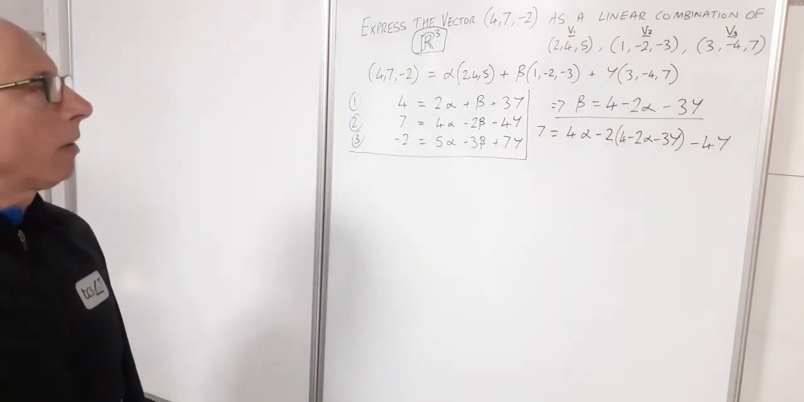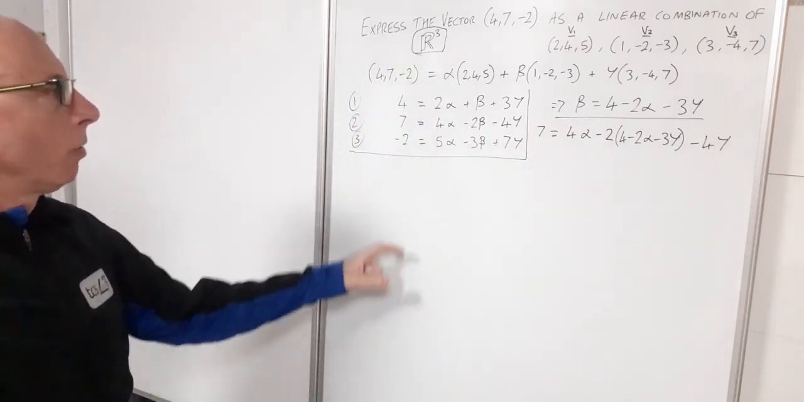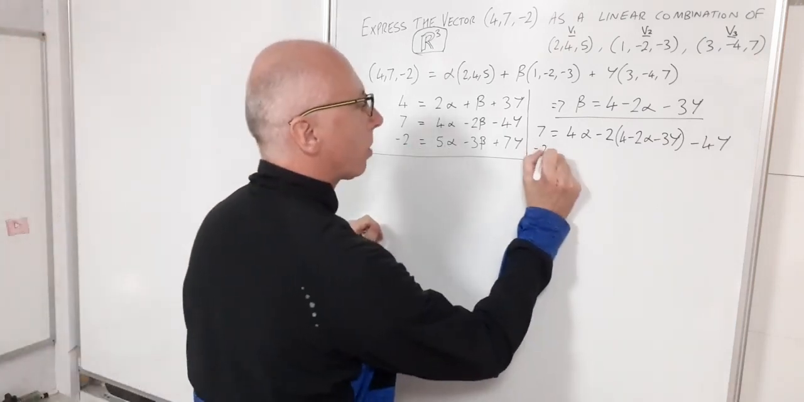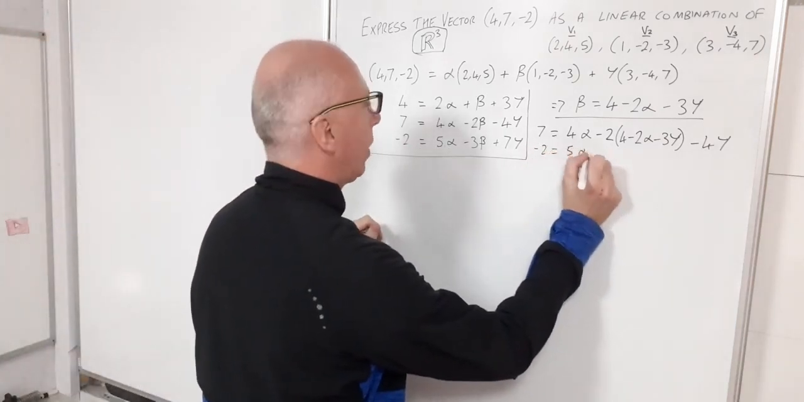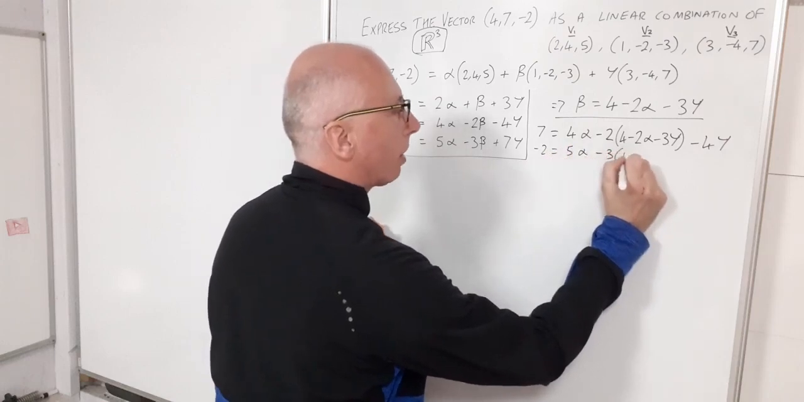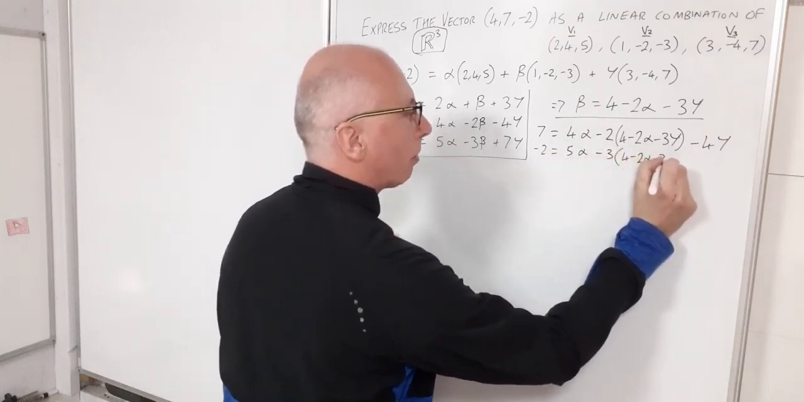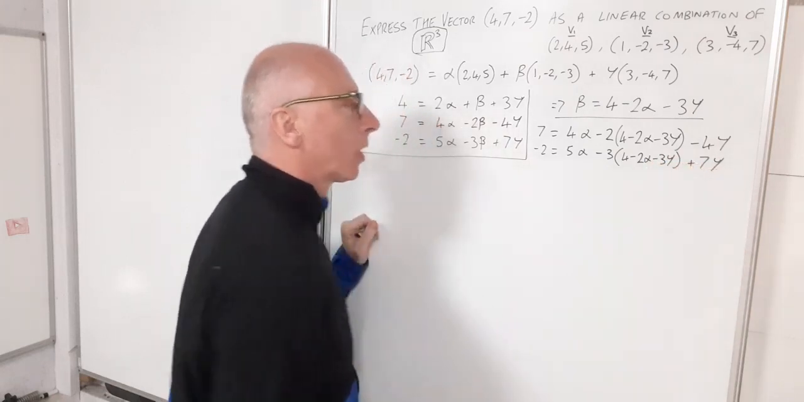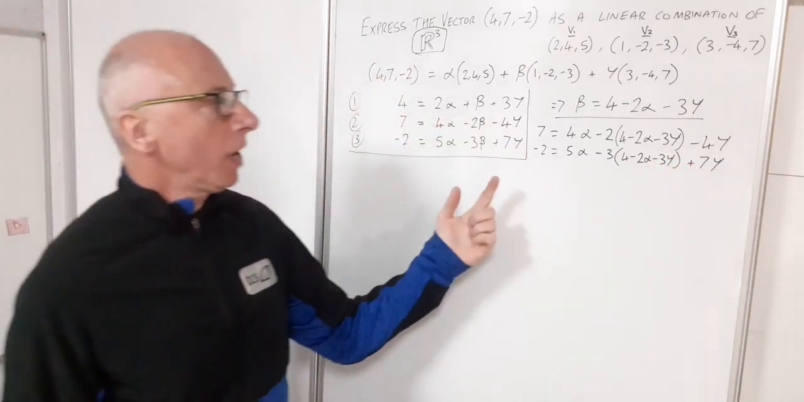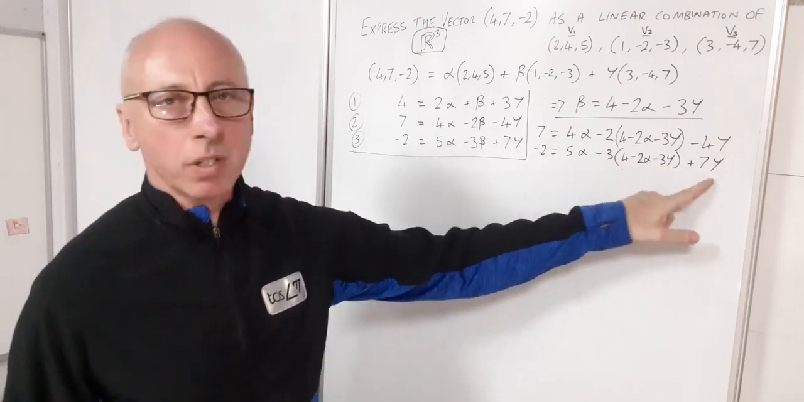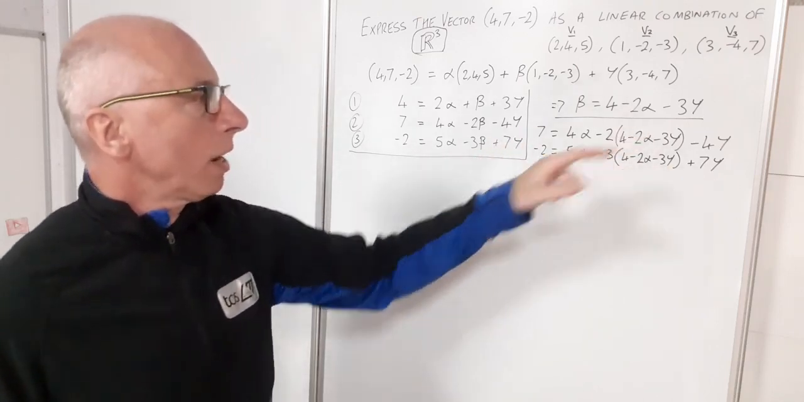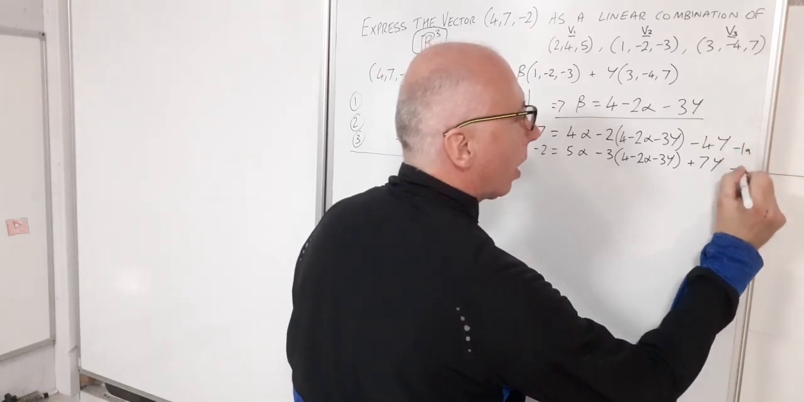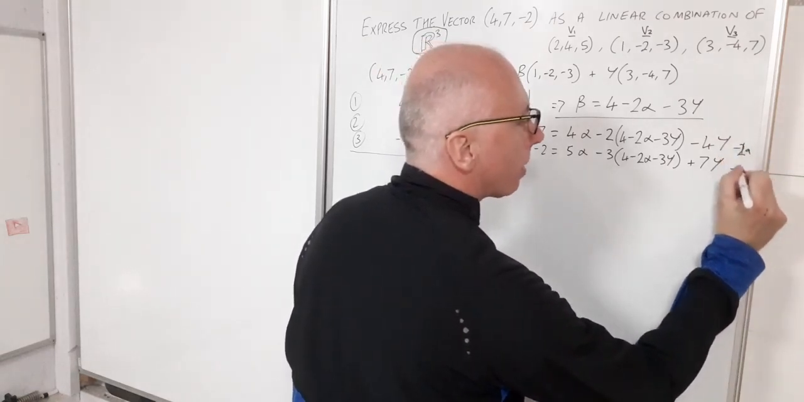Okay, now the next one. I've got minus 2 equals 5 alpha, and then minus 3 times beta, which is 4 minus 2 alpha minus 3 gamma, and then plus 7 gamma. Let's simplify this a little bit and get the matching alphas and gammas together, and we do that with both of these. So this is 1a, this is 2a, and this is 3a.